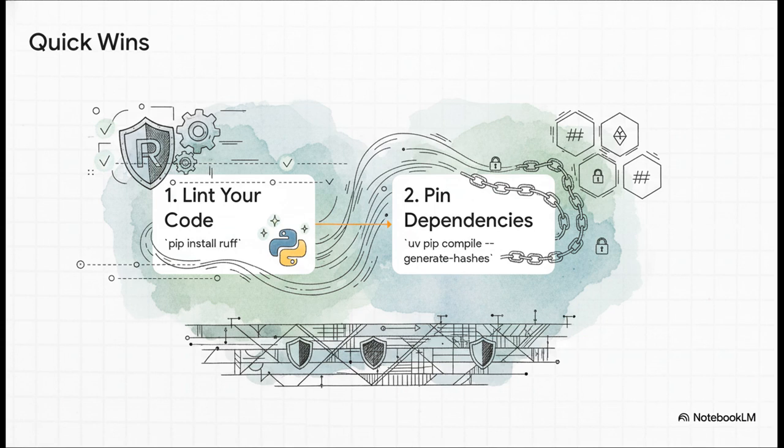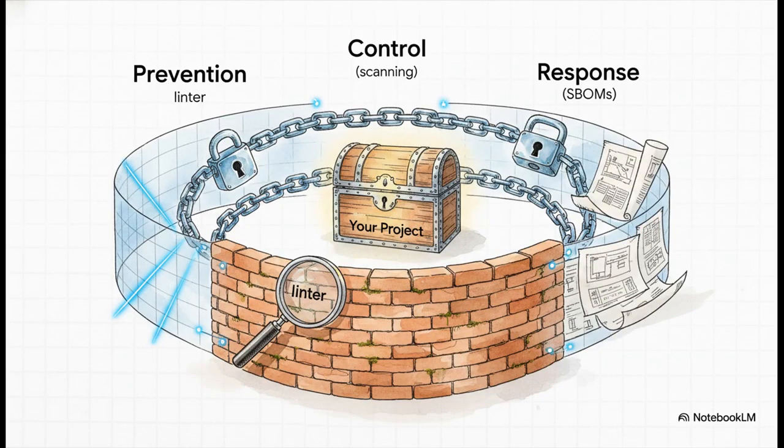Second step, use a tool like UV, which is a new, really fast package installer, to pin all of your dependencies with hashes. With just those 2 commands, you've already built a solid foundation for a much more secure development workflow. And by taking just those 2 simple steps, you've already put a layered defense into practice. You've got prevention with your linter, you've got control with your hash pinning, and now you're in a great position to start thinking about detection and response with things like vulnerability scanners and SBOMs, which are basically just a list of all the ingredients in your software.